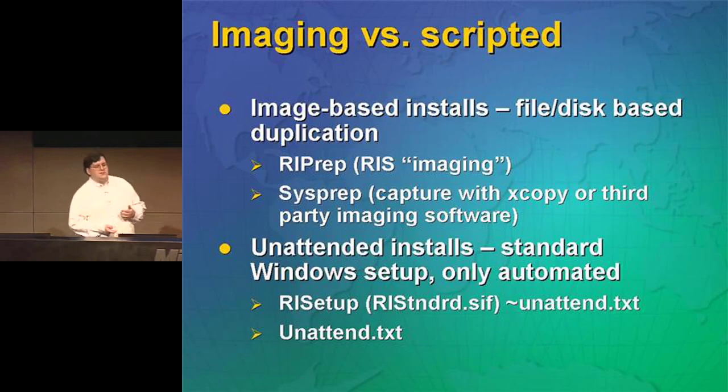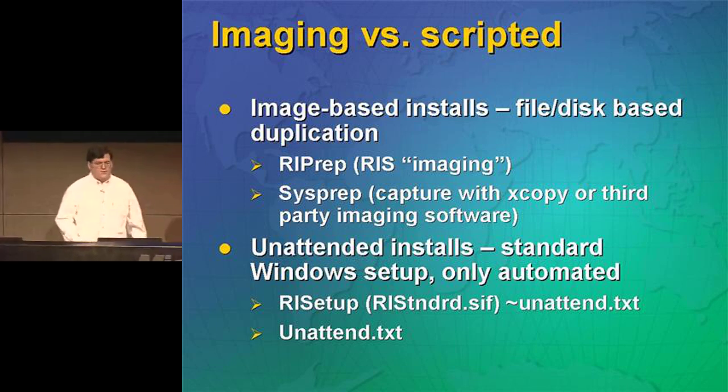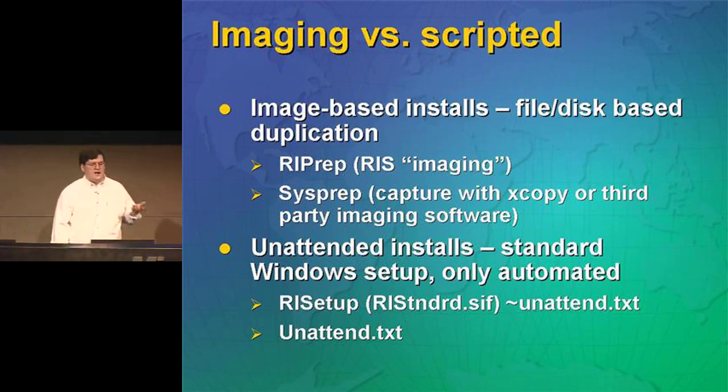So when you look at imaging versus scripted installs, it can get kind of confusing if you're not really familiar with the terms. Image-based installs, basically file and disk-based duplication, the tools that a lot of people are used to, Ghost, PowerQuest. When you use a sysprep image, it creates a file-based image that you then can lay down to another system. You can use Xcopy even to do it, but the most common tools obviously are those I mentioned. Unattended installs, there's standard Windows setup, only it's fully scripted or partially scripted. That's very flexible in how much you can script it. And again, I mentioned the sifs as very similar to an unattend.txt.